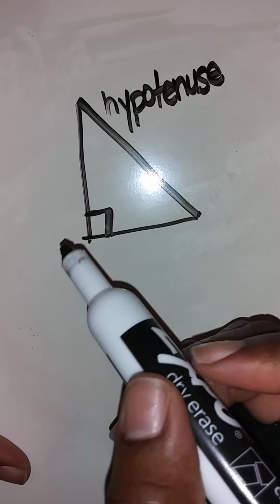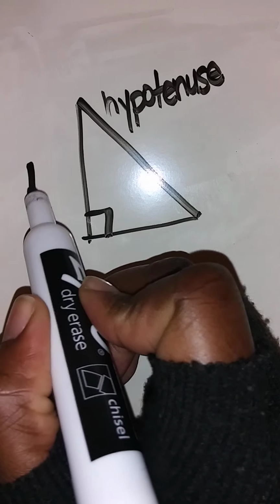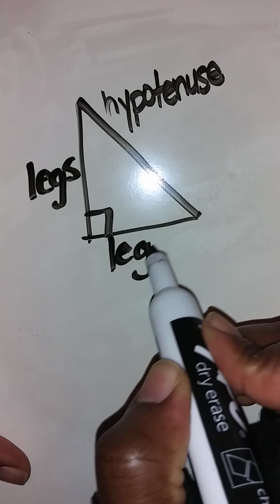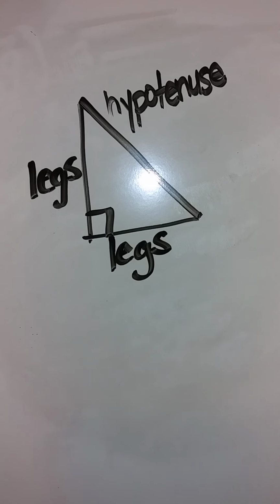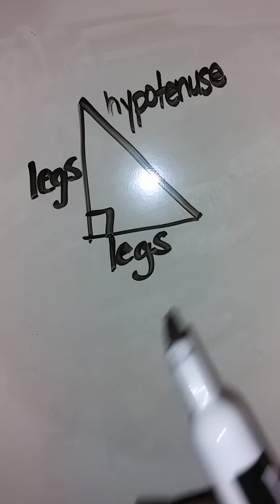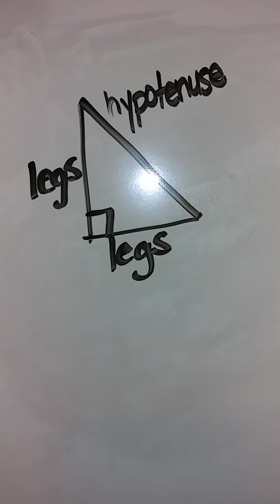We know on the L part, those are the legs. You have special right triangles. You have that 30, 60, 90. You have the 45, 45, 90. And you also have a Pythagorean triple, which is something like a 3, 4, 5 triangle. So right triangles are very, very important in math.